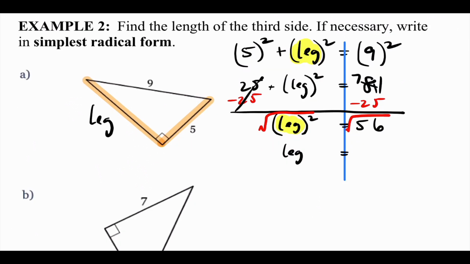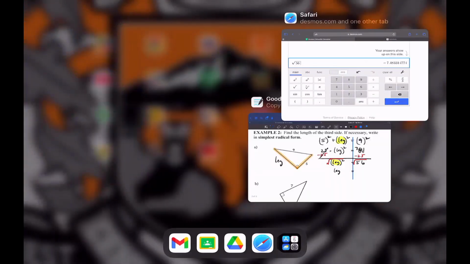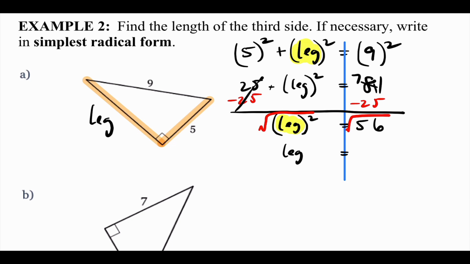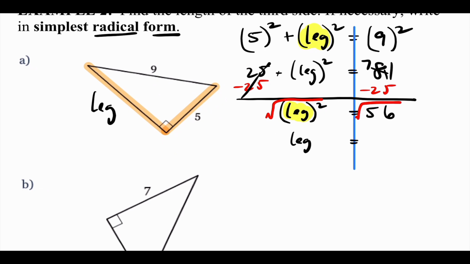So let me go to my calculator. The square root of 56 is irrational. What do I mean by irrational? I can't change it to a fraction. If I could, there'd be a little fraction button over here, and I can't. It's a long decimal that never ends. And it didn't say anything about rounding, so I'm going to have to reduce it to simplest radical form. It's a square root.